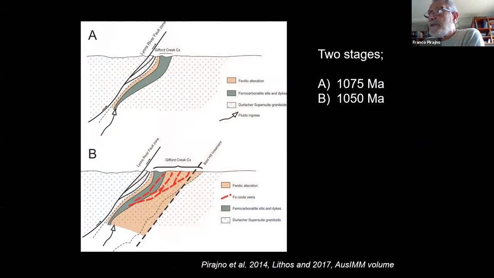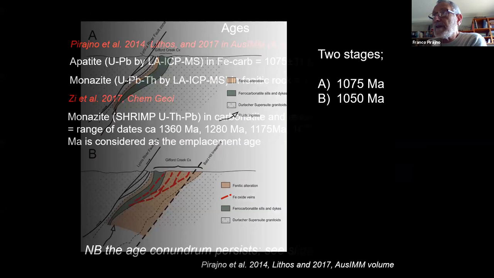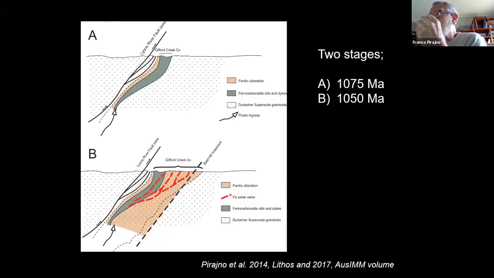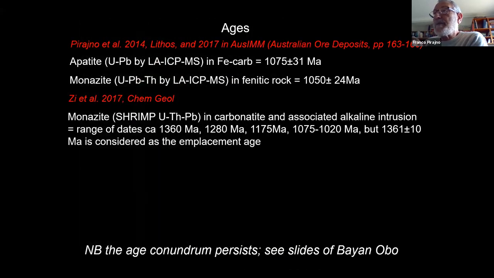Now, regarding the Gifford Creek carbonatite, we carried out some age dating, and we came up with two ages, 1075 million years and 1050 million years. These two ages correspond to, hang on a minute, there we are. The 1050 million year, 1030, corresponds to the large igneous province event. And here you have the 1075 through here, and then as the mineralization continues, you develop the iron oxides, and that is the Gifford Creek ferrocarbonatite. So we have apatite and monazite ages, 1075 and 1050, like I mentioned before.